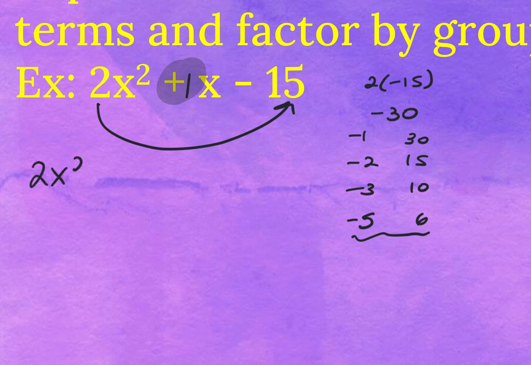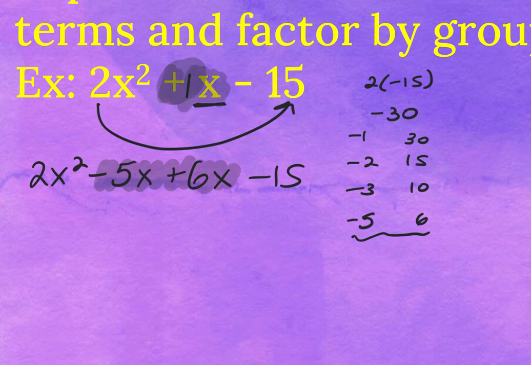Now that replaces your middle term. So I get 2x squared minus 5. It has to have the x because the x is on the middle. Plus 6x minus 15. The only reason we can do that is because if I add these back together, I get my original question. I can't change the value there. I just rewrite it as a different sum. Wait, that's the answer? Nope.